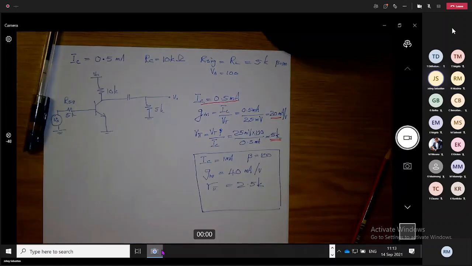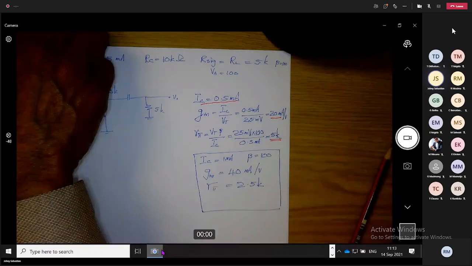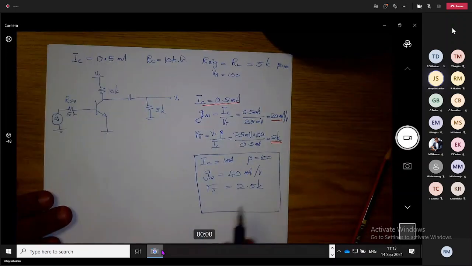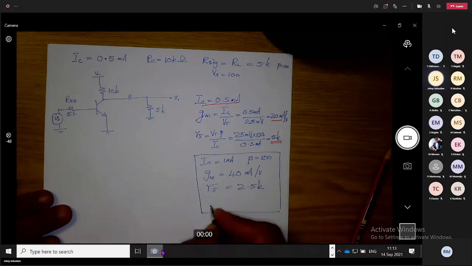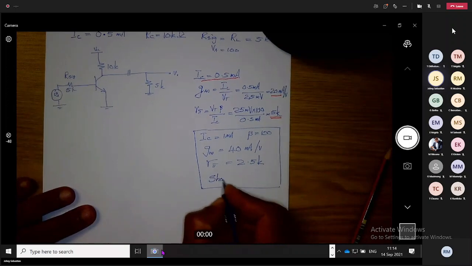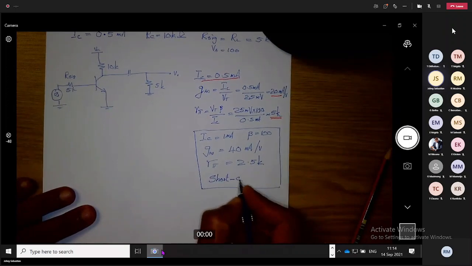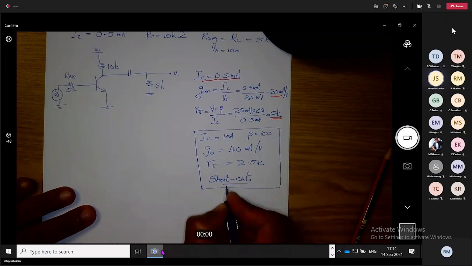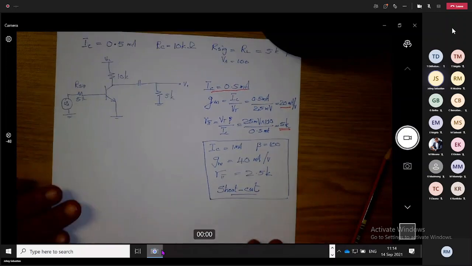So your gm will be reduced by half and r pi will be doubled. Okay, if you want to accept it, accept it. If you don't want it, don't do it. If you remember it this way, your calculation can go very quick. This is a shortcut. If you want, take it. If you don't want, leave it.